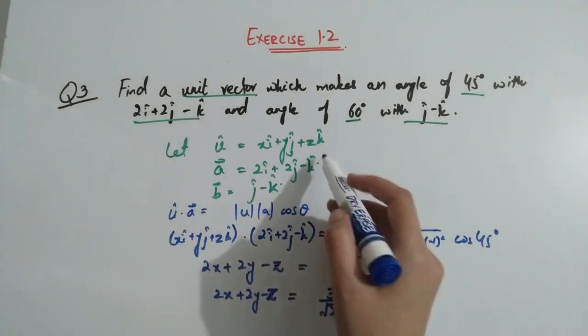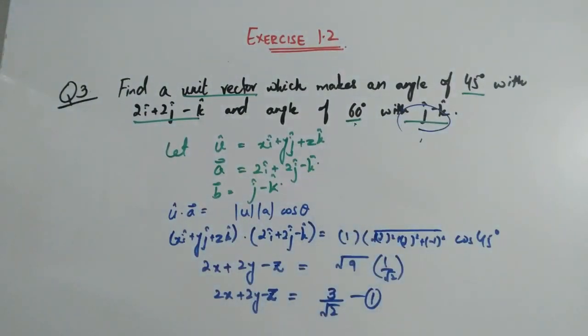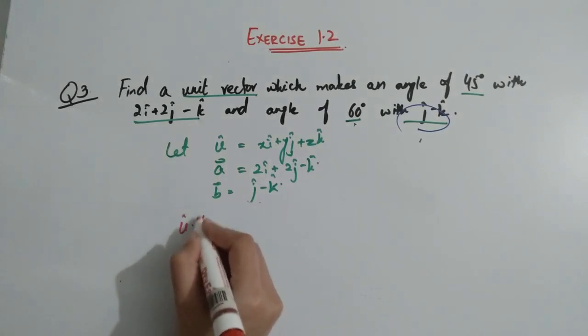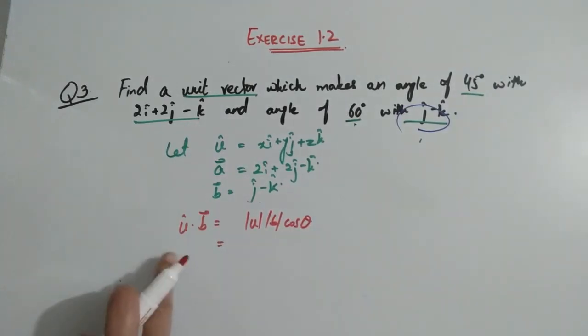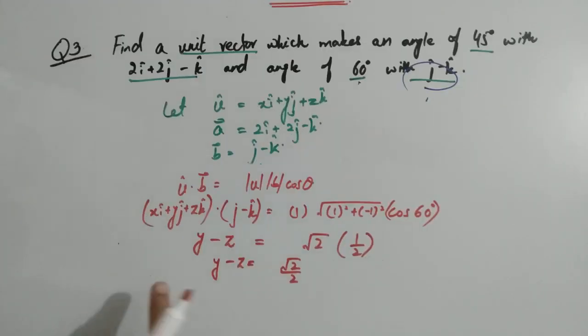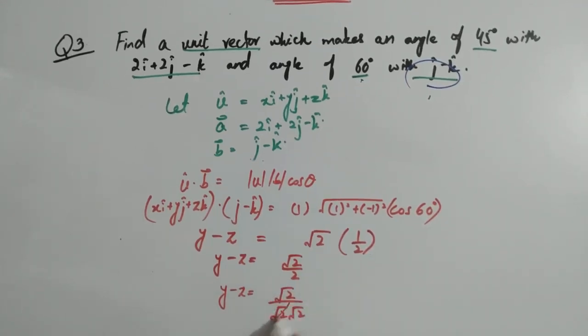Now using the second condition, that the unit vector is making an angle of 60 degrees with this vector, similarly u dot b equals u magnitude, b magnitude, and cos of theta. Putting values and taking the dot product of the unit vector u with the b vector, and after taking the dot product and the magnitude, you finally get this answer. In more simplified form, this will cancel out and give 1 over square root 2. So the second equation is y minus z equal to 1 over square root 2.